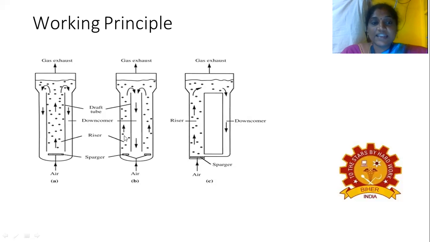Whereas there are some types of reactor where inside the draft tube the downcomer will be there, and at the sides of the draft tube the riser will be present. Or sometimes both the riser and the downcomer would be present at the sides, without entering into the draft tube. So this is the working principle of the airlift reactor.